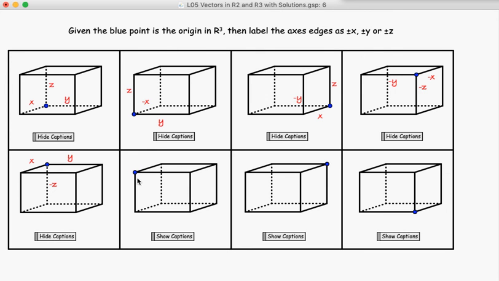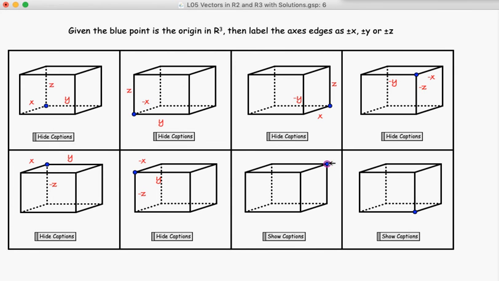This particular one here, what's happening here? Heading into the blackboard, negative X. Heading to the right, positive Y. Heading down, negative Z. So negative X, positive Y, negative Z. All right, next one.